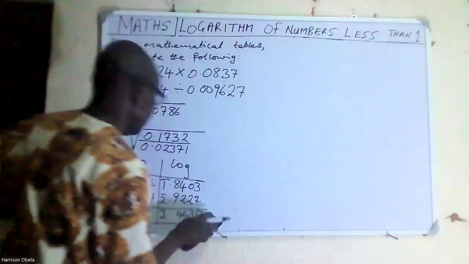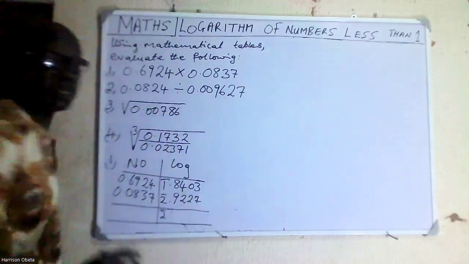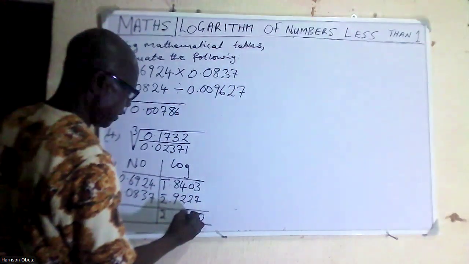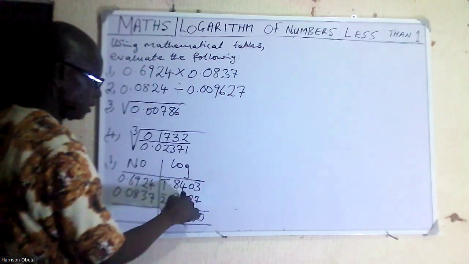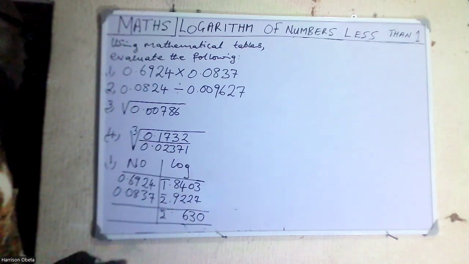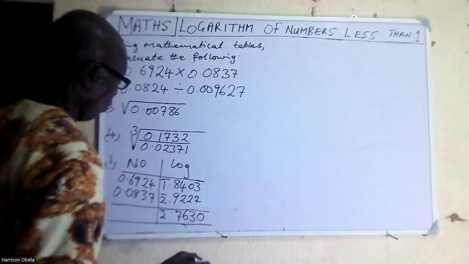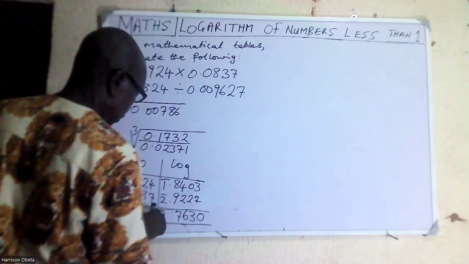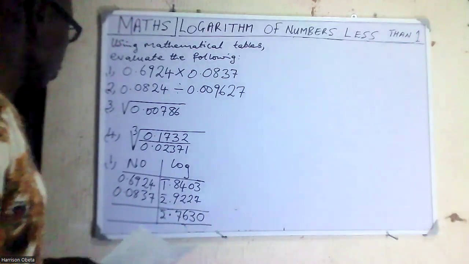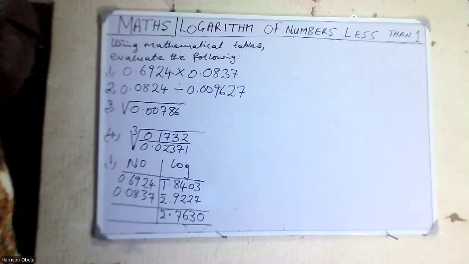Sorry, there's a mistake somewhere, so let me correct it. This is 0. This is 3. Well, this is 10. Carry 1, 3. This is 6. And this is 17. 8 plus 9, 17. You write 7, carry 1. Then 1 plus bar 1 is 0, and then plus bar 2 is bar 2. So we now have bar 2.7630. We are going to check this from anti-log, and that will give us the final answer.